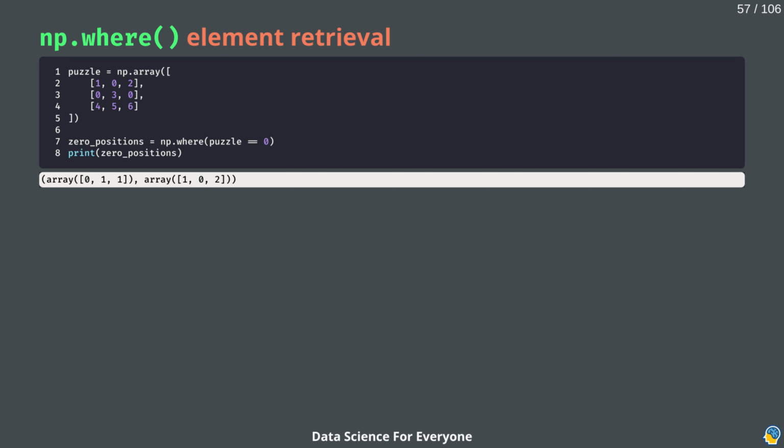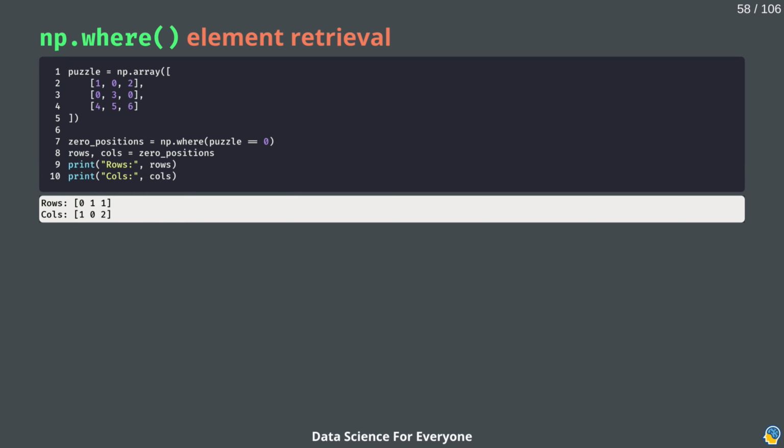We can use np.where to get all the positions of those zeros. The result is two arrays, one with the row positions and another with the column positions. That's because we need both to pinpoint each individual element in a 2D array. It's helpful to assign these to two separate variables so the results are easy to use.